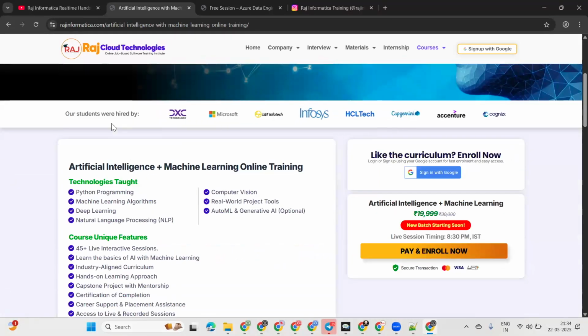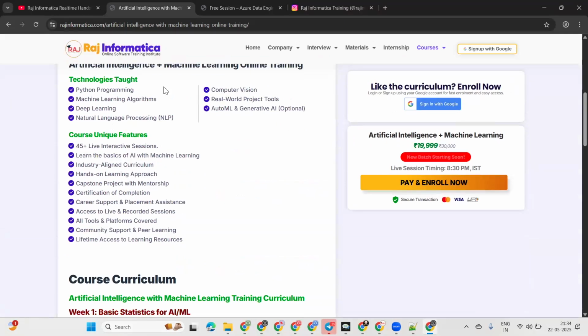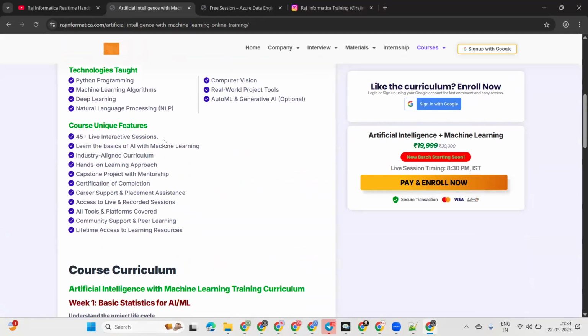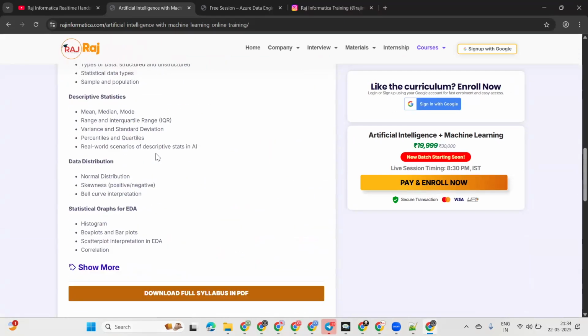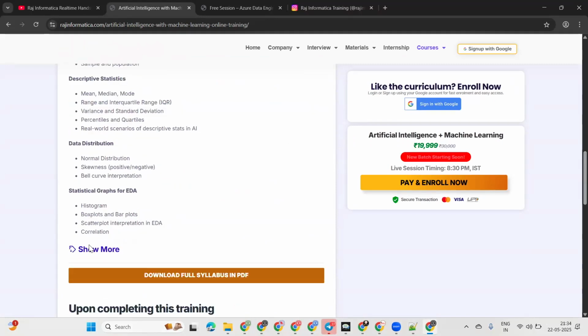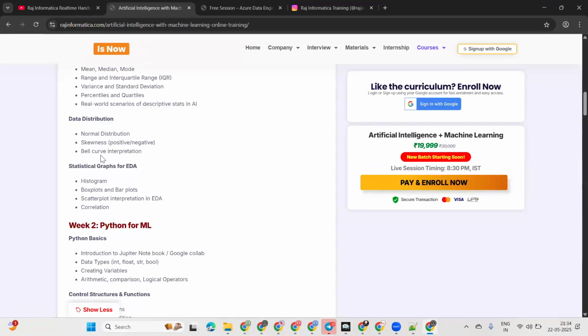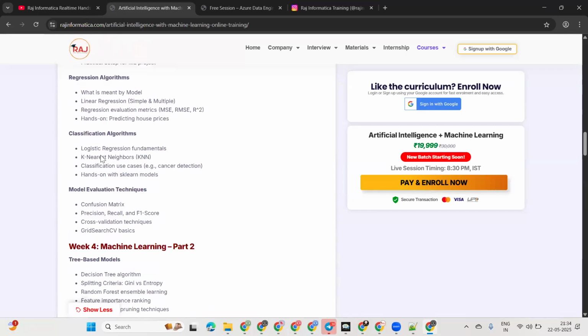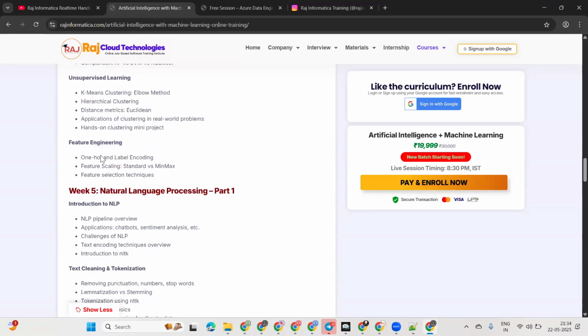On this page you can check out the complete details: what technologies are taught, the course's unique features, and the course content. We have given the weekly course content as well, what we'll be doing in week 1, week 2, week 3, like that. So we have given a clear curriculum. On the right side you can see Pay and Enroll Now. The course price you can see is 19,999.